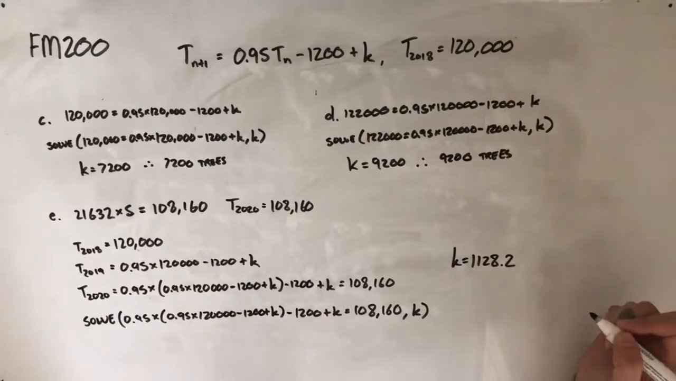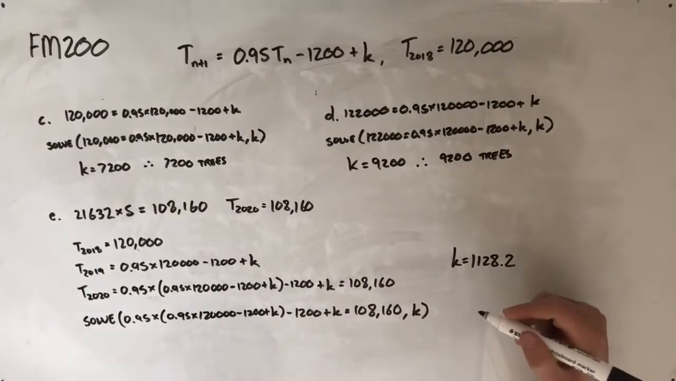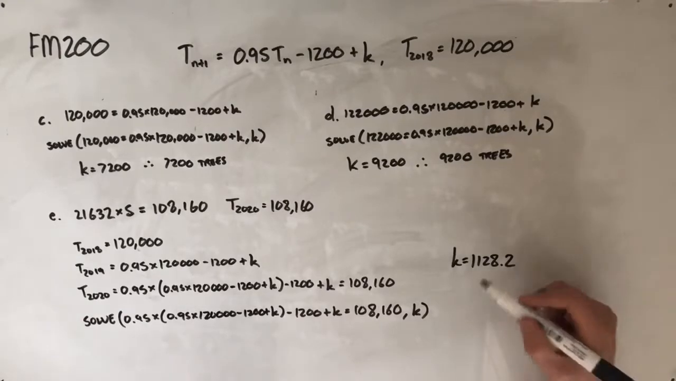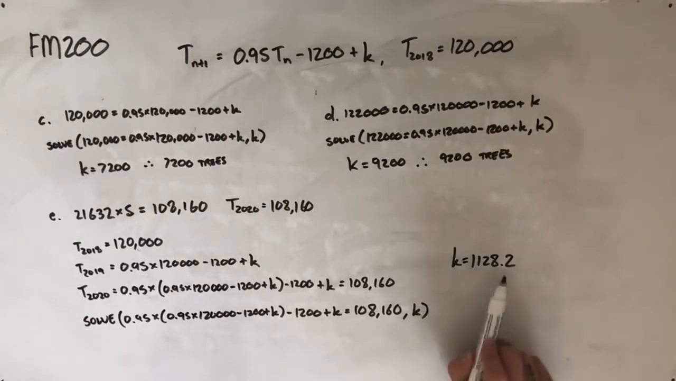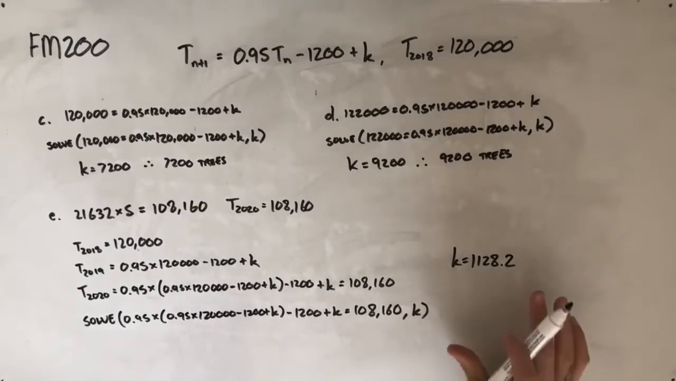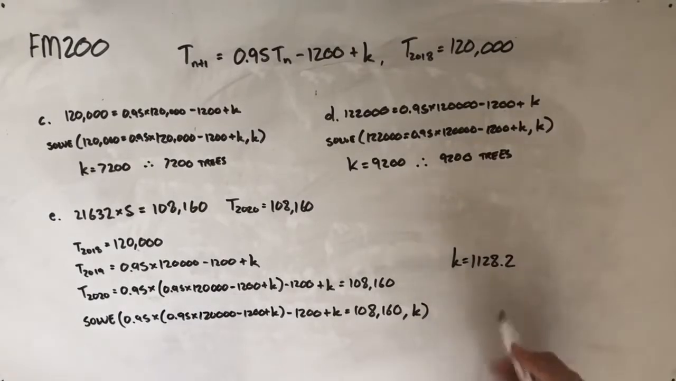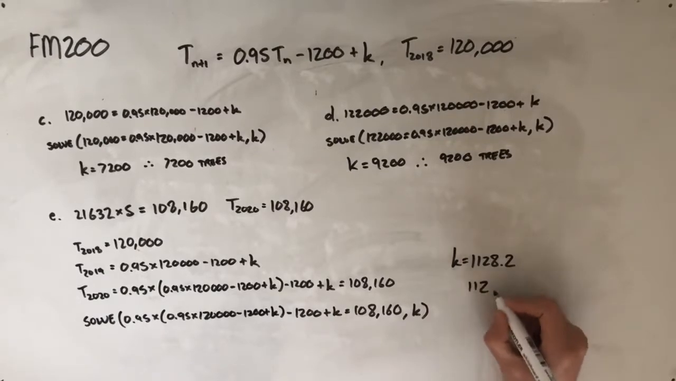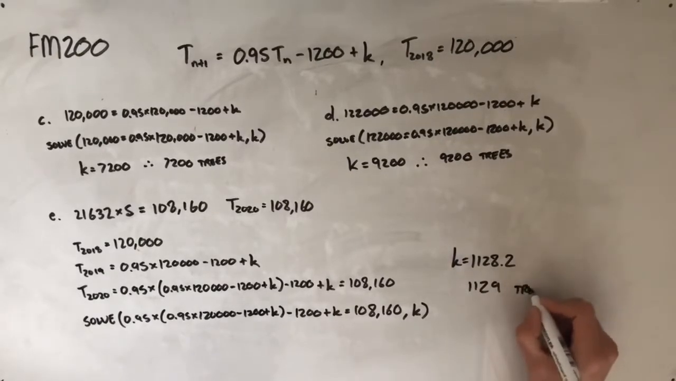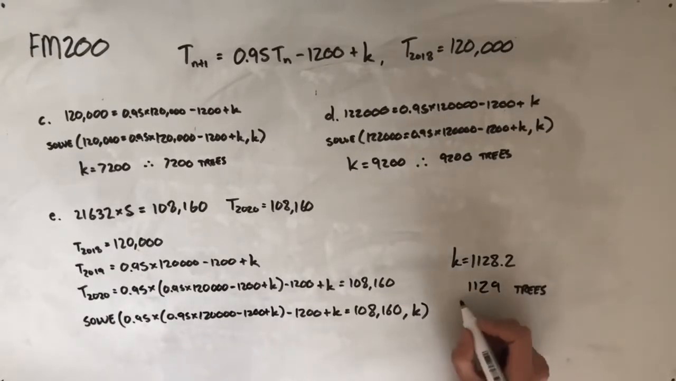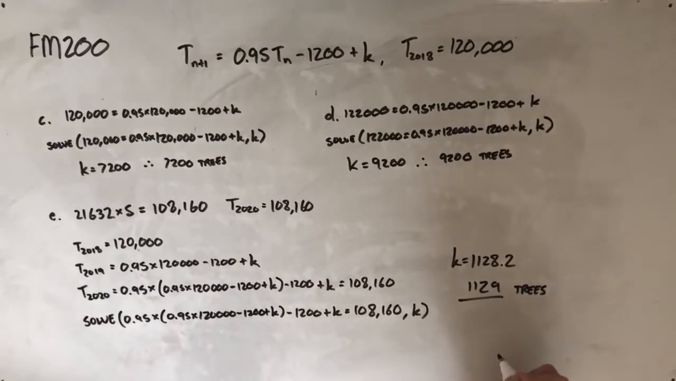1,128.2 when rounded. And since we need at least 5 trees per squirrel, we can't round this number down to 1,128, otherwise we'll have less than 5 per squirrel. So we're going to have to round that up to 1,129 trees each year is the minimum amount that we need.